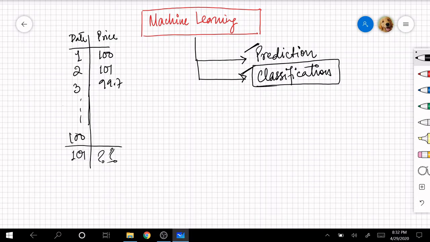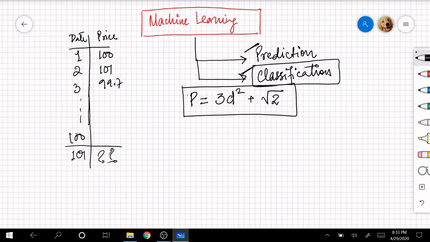For this, wouldn't it be nice if I had an equation where the price P is equal to, let's say, 3 times date squared plus square root of 2. I just made up something. Now, every time I put the value of D, which is 1, 2, 3, 4, I get the value of this price exactly. Wonderful. Utopian view, but I guess you get the point. So if I could find an equation that can tell me what the price is for any given day, I have achieved my objective of predicting.